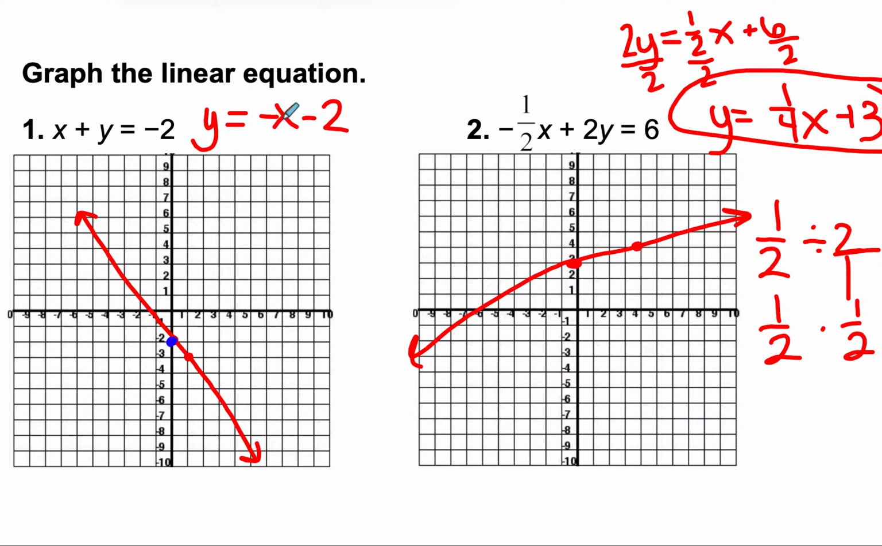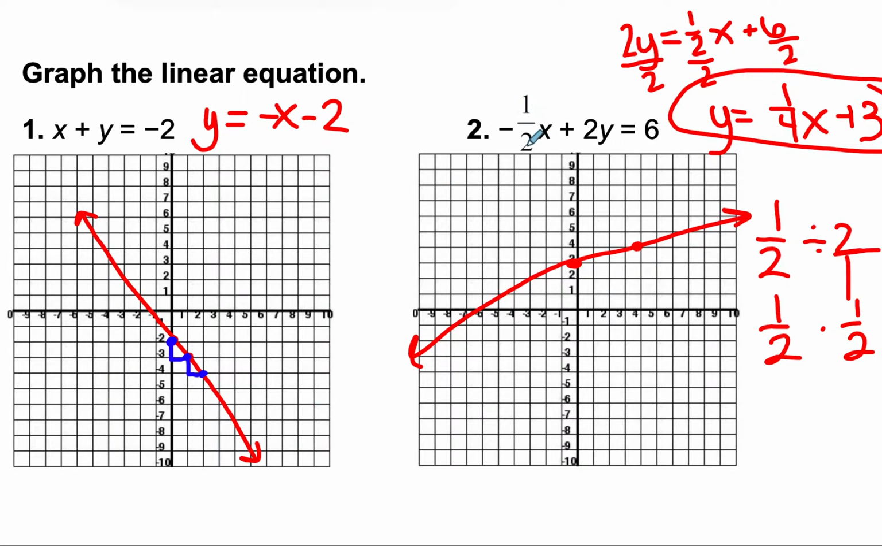And then I used my slope. Negative x means negative 1. That means going down 1 and over 1 to that next point, which for this particular graph is 1, negative 3. And if I wanted to, I could continue to go down 1, over 1, and so on to make more points on the line. 2 points is all I really need, but I could do more if I wanted to. The line should be all the way extended through your graph with arrows on both ends.